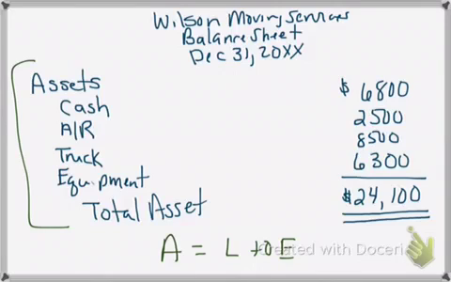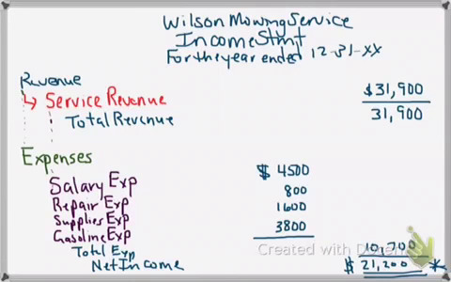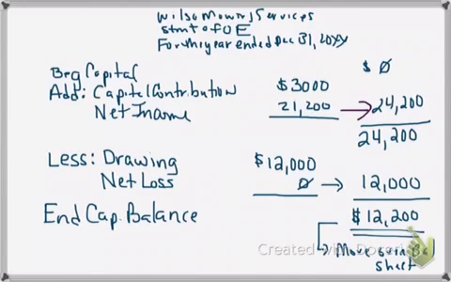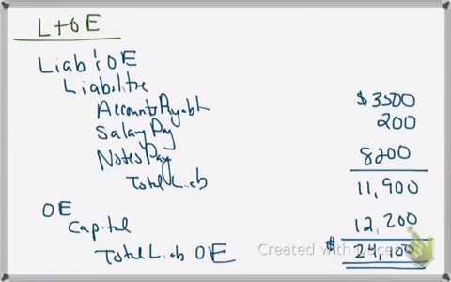But these are the statements. These are the order they have to be completed in. You have to complete the income statement. Now, why do you have to complete the income statement first? Because the number 21,200 is going to appear right here on the statement of owner's equity. You do the statement of owner's equity next, and then that 12,200 will move over to your balance sheet. So these are the order in which you have to do these individual statements.